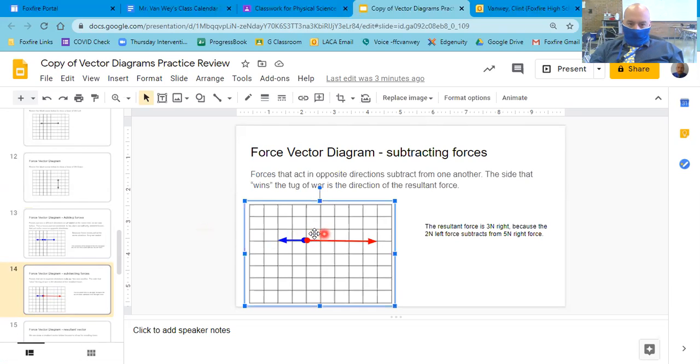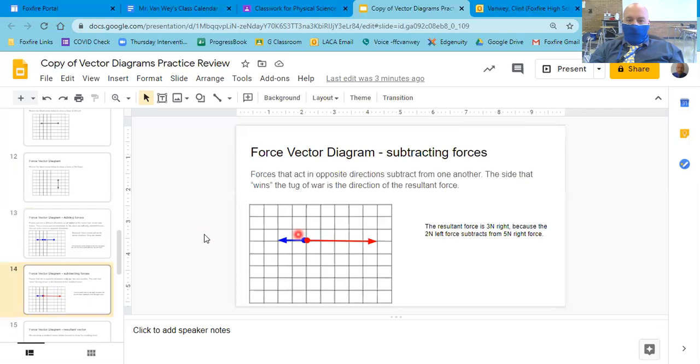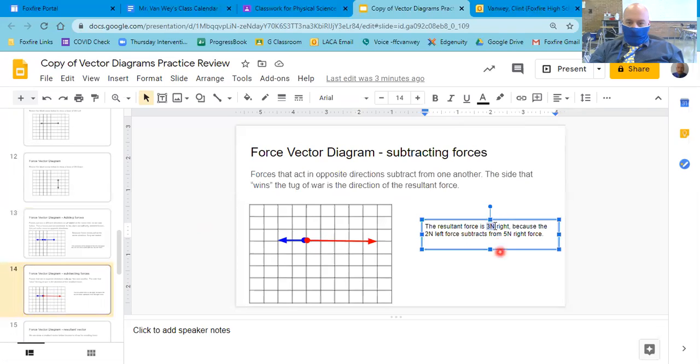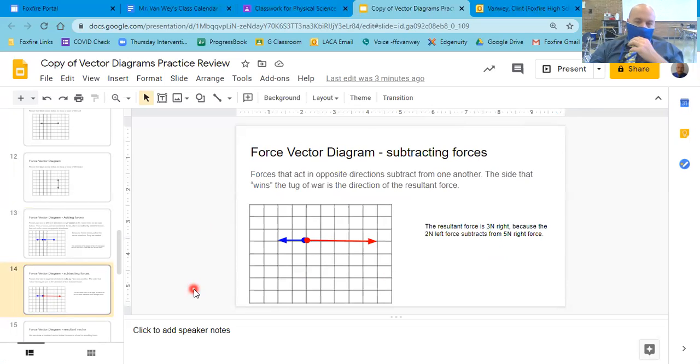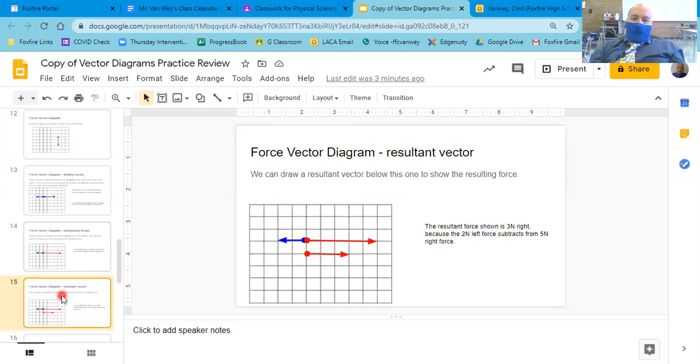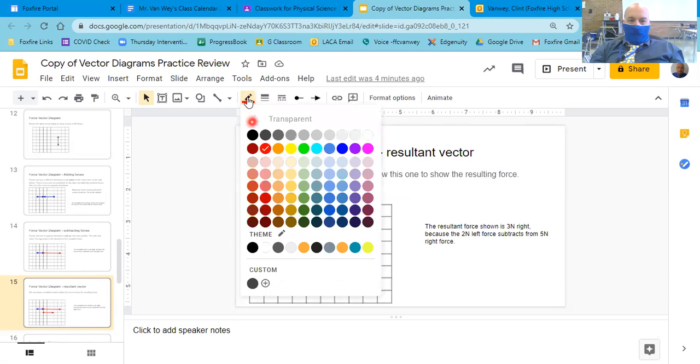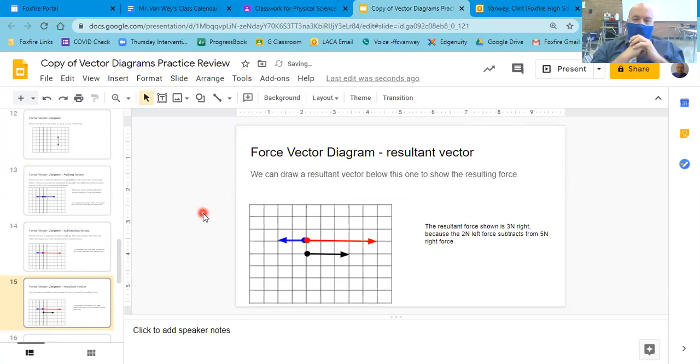So here I have 1, 2, 3, 4, 5 newtons to the right, and I have 1, 2 newtons to the left. My resultant force is going to be 3 newtons to the right. Just like when we had the tug of wars up above. Now, we can draw a resultant vector. This should have really been black, I guess. We can draw a resultant vector to show the resultant force. We can draw our own arrow to show the amount of force that's left over.